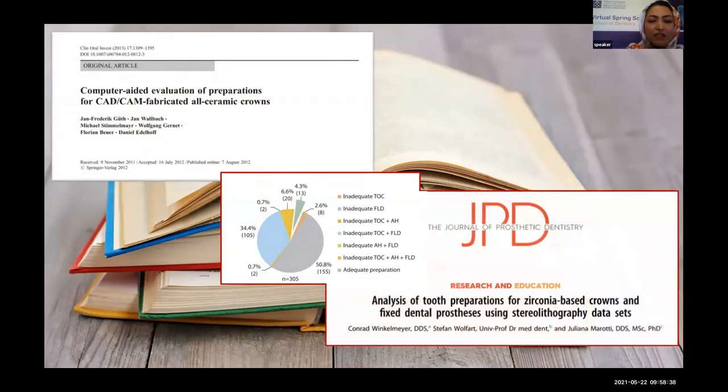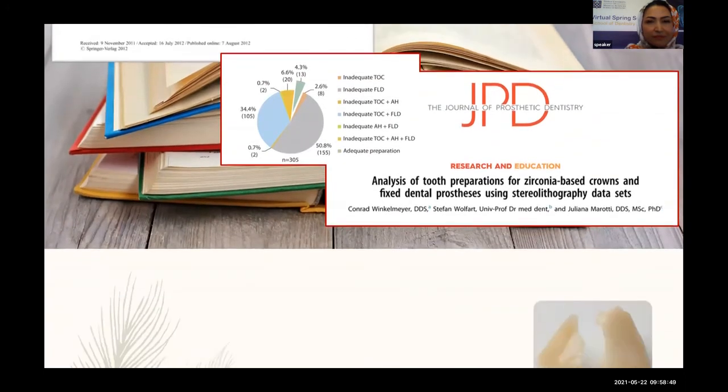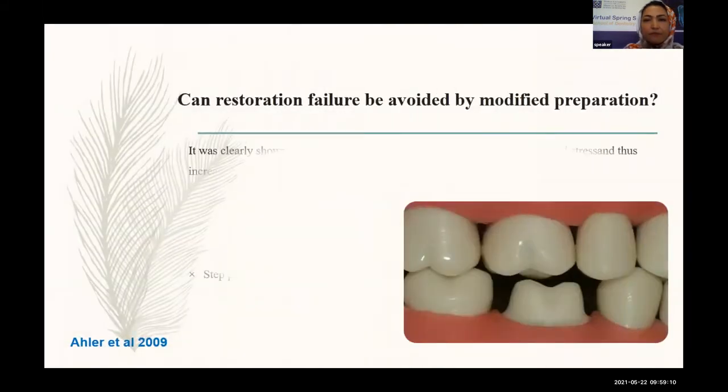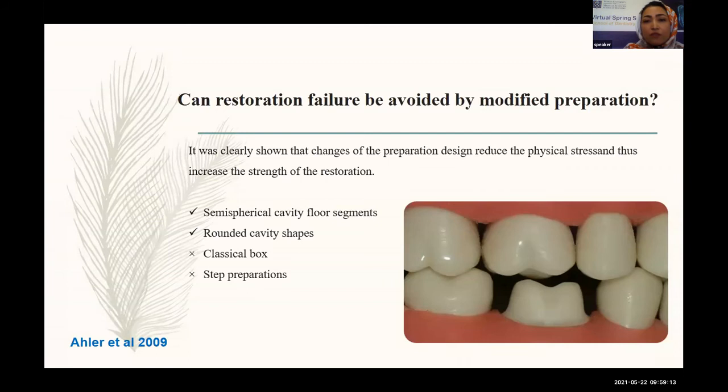According to the literature, general dental practitioners seem to have difficulties fulfilling the principles of tooth preparation for CAD/CAM restorations. The primary reason for the failure of ceramic restoration is inadequate reduction. Proper reduction provides adequate thickness of the porcelain to withstand occlusal forces and avoid fracture of the restoration during the milling process. Do you think that this restoration failure can be avoided by modified preparation?